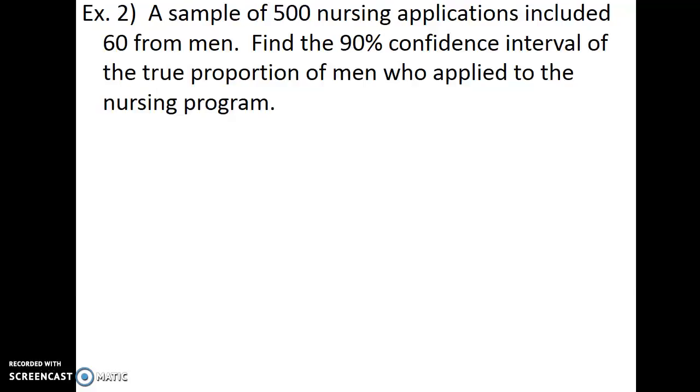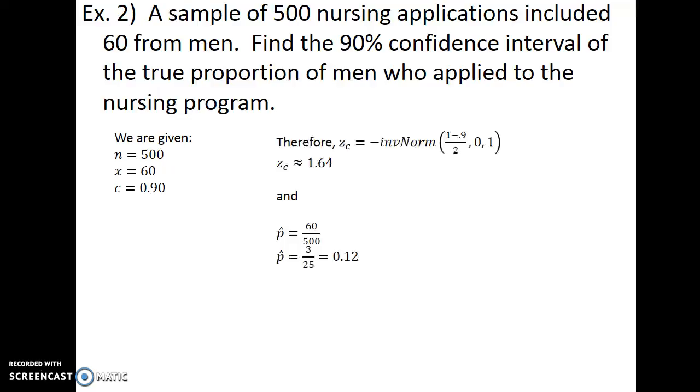For example 2, a sample of 500 nursing applications included 60 from men. I want the 90% confidence interval for that true proportion, the population proportion who apply for a nursing program. So we're given sample size is 500, number of men who applied were 60, and the confidence level is 90%.